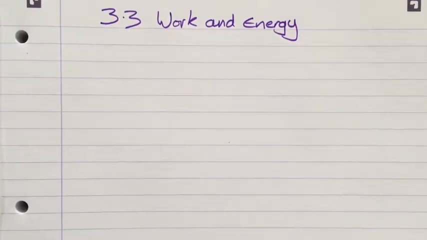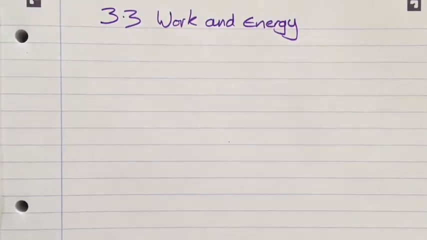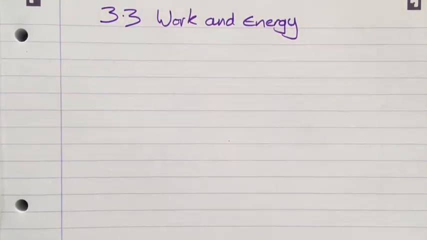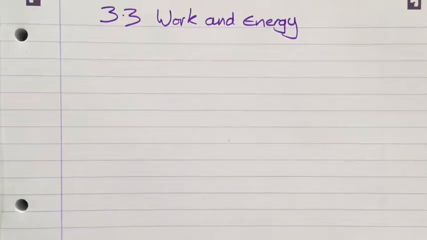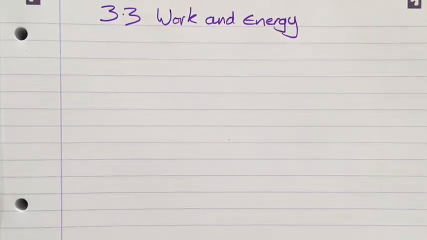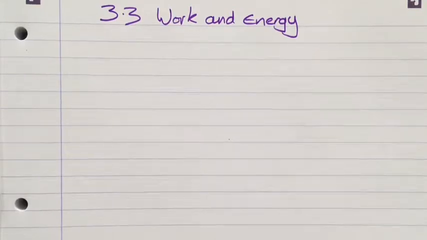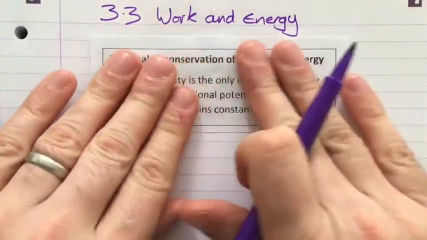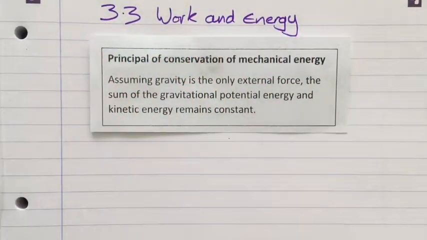For the next section, we're going to look at combining work and energy. In the textbook, this links with page 72 and the questions start on page 75. There are two main ideas that we're going to look at in this section. The first is the principle of conservation of mechanical energy.